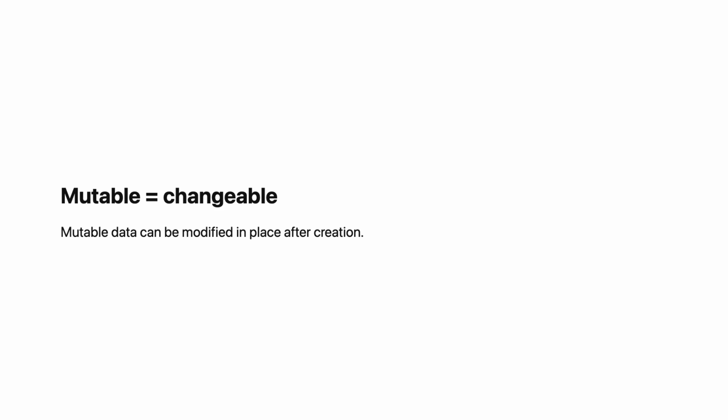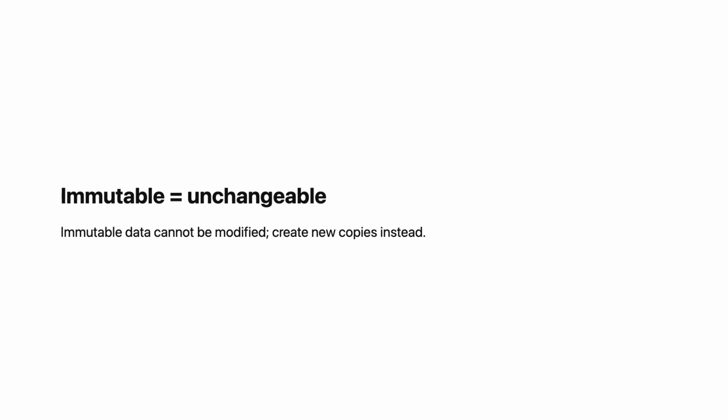Immutability is a constraint. Once data exists, it exists exactly as created, forever. No modifications, no surprises. If you want different data, you make a new copy with the changes. The old data remains unchanged. Why would we want data we cannot change? This seems like a limitation, but it brings powerful benefits.